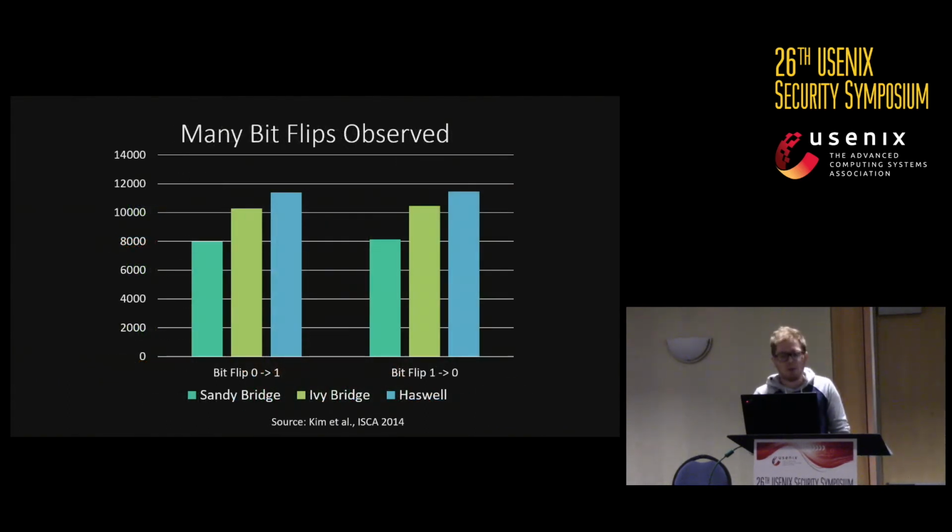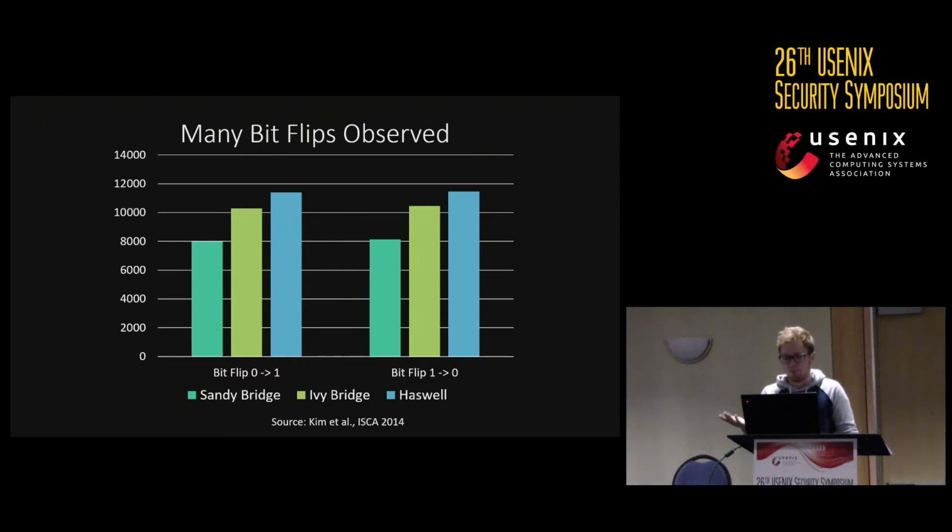Unfortunately, Kim et al. found that these bit flips are not sporadic or isolated events, but can actually be reproduced. When we execute the testing code, we can find very many different locations in a module. They observed, for different architectures and different modules from various manufacturers, more than 10,000 bit flips, and this was on 2 gigabyte DRAM modules. Today we even have bigger modules.